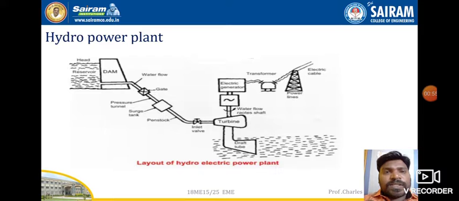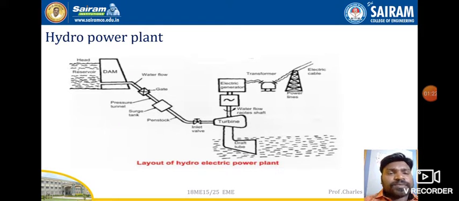First you will see the reservoir and the head of the reservoir, and that reservoir is connected to the dam, and through the dam there is a pipe through which water flows. This is also called the penstock. The pipeline connecting the dam to the turbine is nothing but the penstock, through which water flows.